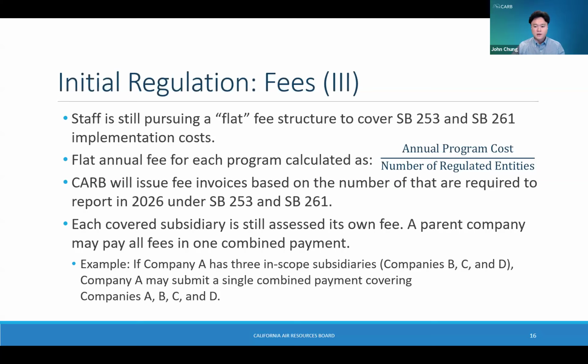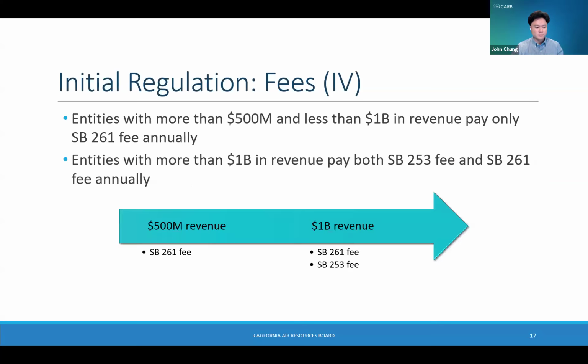In summary, fee amounts will be determined based on how many entities are covered per program and annual cost of the program. Just to reiterate, entities that are subject to SB 261 with annual revenue of more than 500 million and less than 1 billion would annually pay only the SB 261 implementation fee. Entities that are subject to SB 253 with more than 1 billion in annual revenue would annually pay both the SB 253 implementation fee and the SB 261 implementation fee.